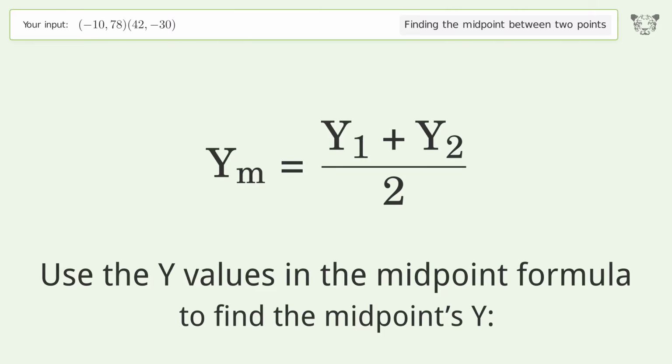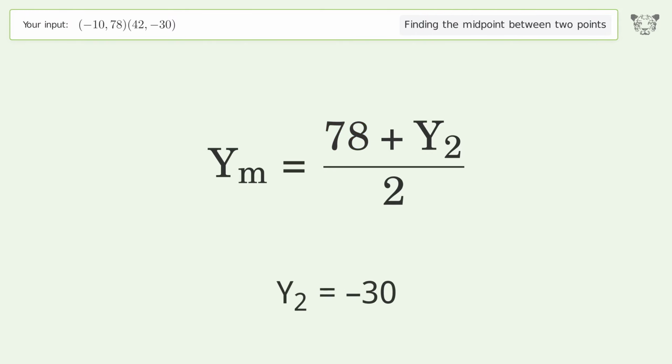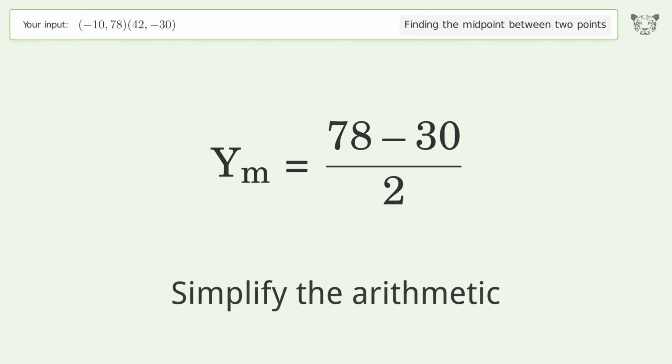Use the y values in the midpoint formula to find the midpoint's y. y1 equals 78. y2 equals -30. Simplify the arithmetic.